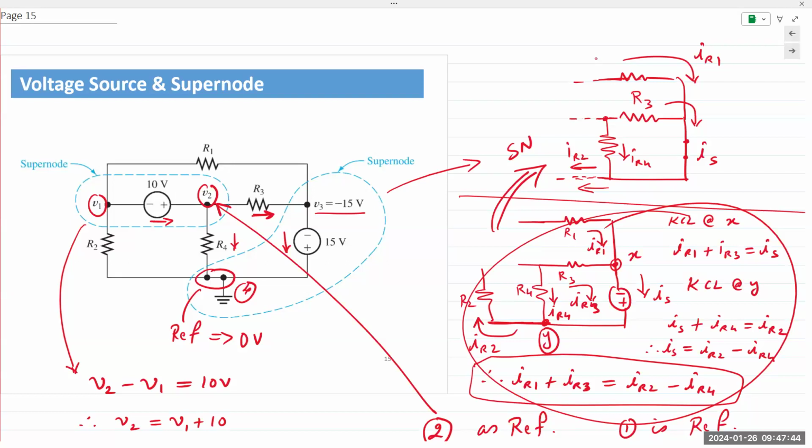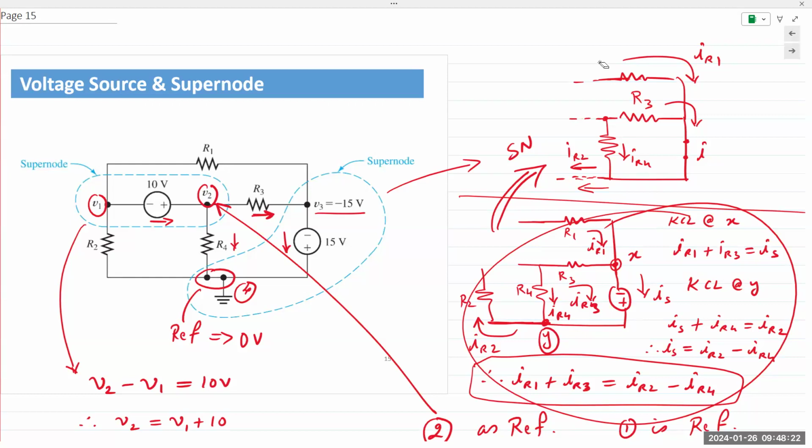Yes. No, no, IR1 is also coming from the top. So it's IR3 plus IR1. That becomes IS. Now, you're talking about this one. So this was just illustrating the point that IS would be flowing through here. But if you're doing a supernode, then there's no need for IS.